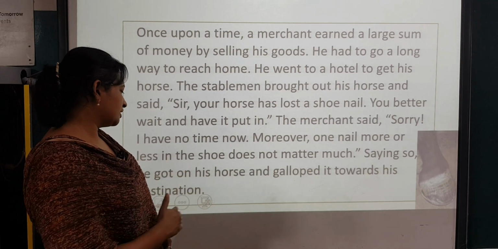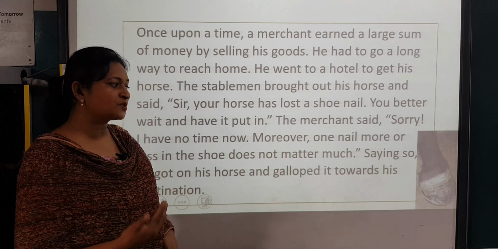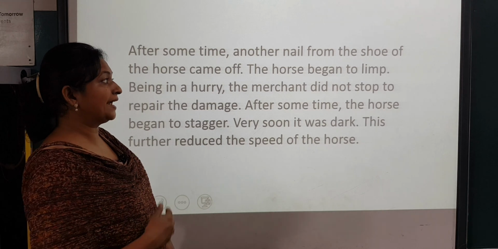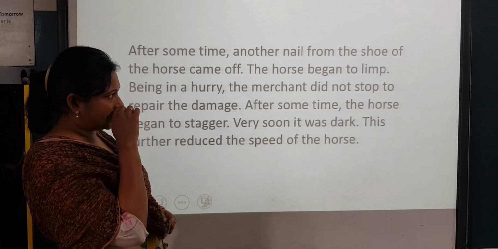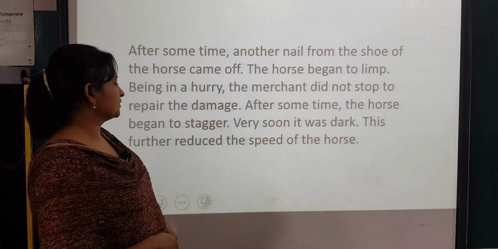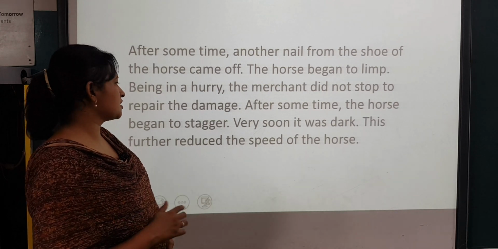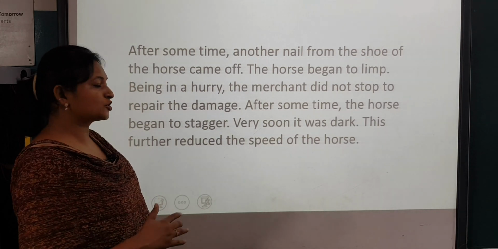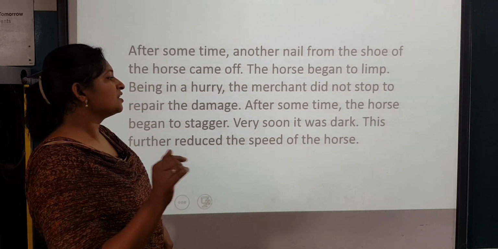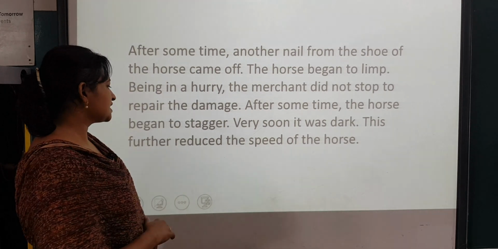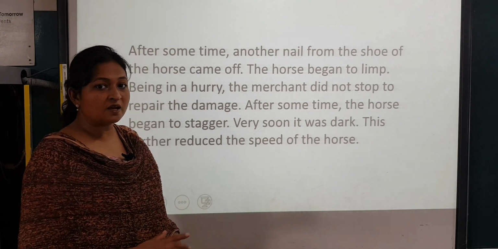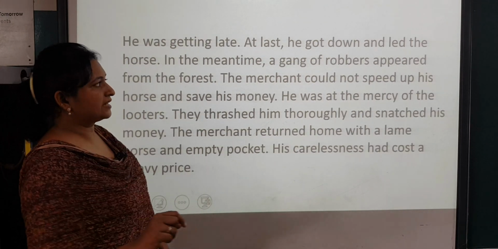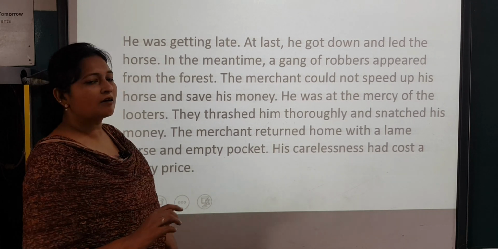Saying so, he got on his horse and galloped towards his destination. After some time, another nail from the shoe of the horse came off. The horse began to limp. Being in a hurry, the merchant did not stop to repair the damage. After some time, the horse began to stagger. Very soon it was dark. This further reduced the speed of the horse. He was getting late. At last he got down and led the horse.